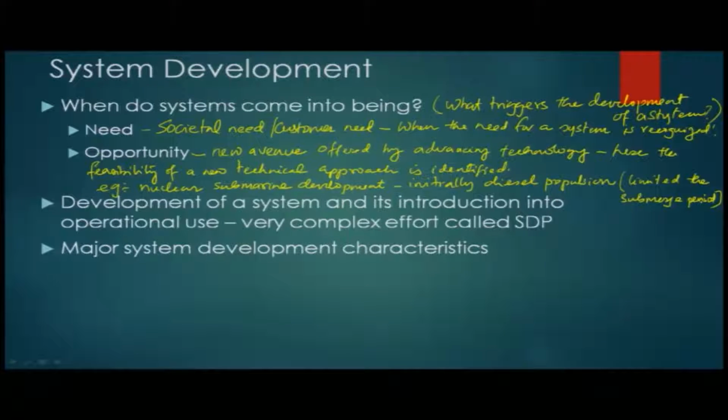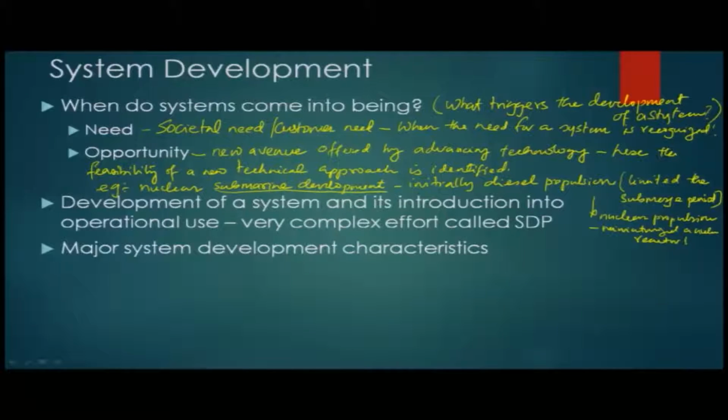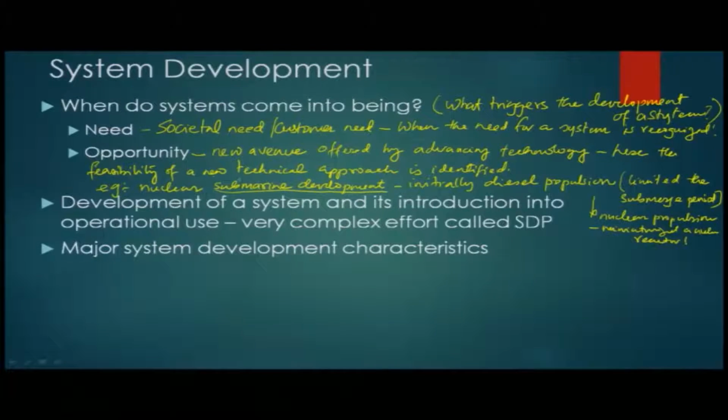But at some point of time the technology advanced into nuclear propulsion, where the technology miniaturized a nuclear reactor. This enhanced the endurance of the submarine to stay submerged. So the submarine, an existing technology, had its propulsion changed to nuclear, and the entire design, the size, the endurance and all other aspects of the submarine really got changed. This is an example where a new technological approach identified the opportunity to develop a system that is a modification of an existing system.